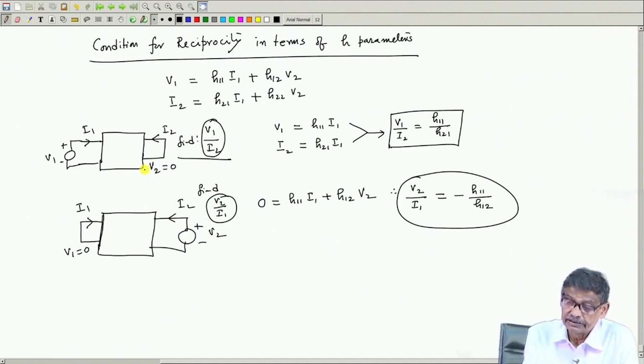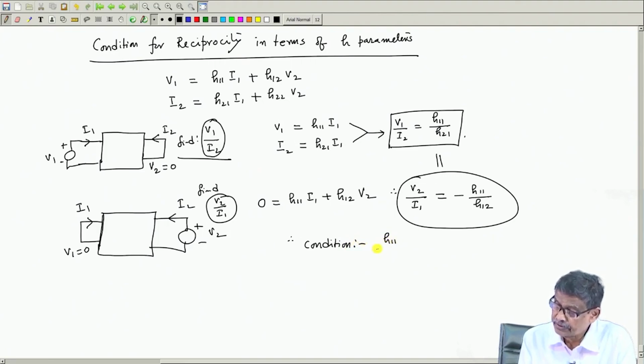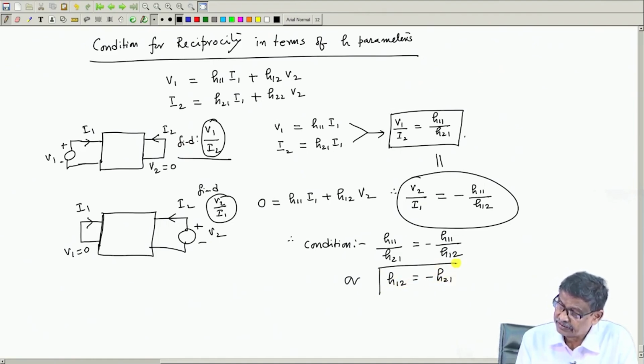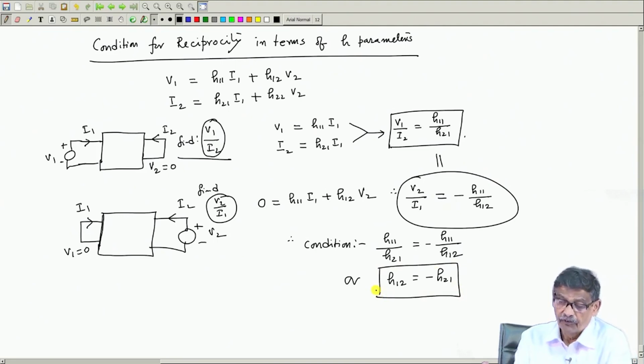For this two port network to be reciprocal, these two must be equal, which means that the condition is H 1 1 by H 2 1 is equal to minus H 1 1 by H 1 2. Or I will say H 1 2 is equal to minus H 2 1. This is the condition.